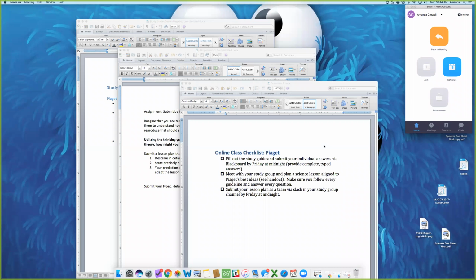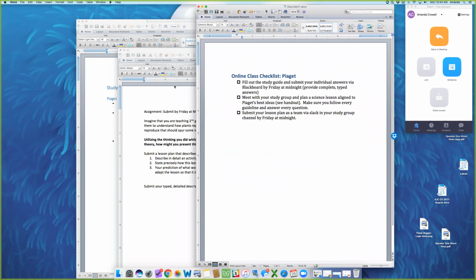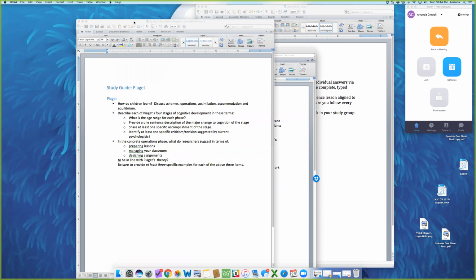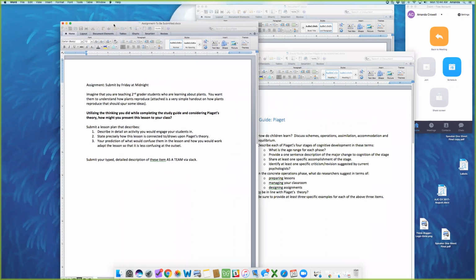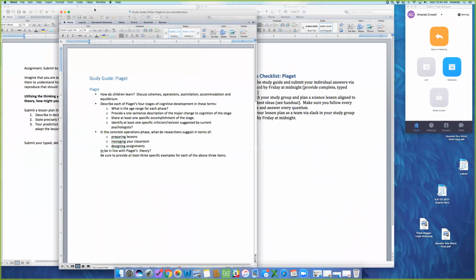Okay, so in Slack, these 3 documents have now been uploaded. The first one is called the online class checklist. The second one is called the assignment to be submitted. That one you will be submitting as a group, and this is your study guide. Now, normally with study guides, we don't submit them, but this week we are submitting it. So let's walk through each of those.